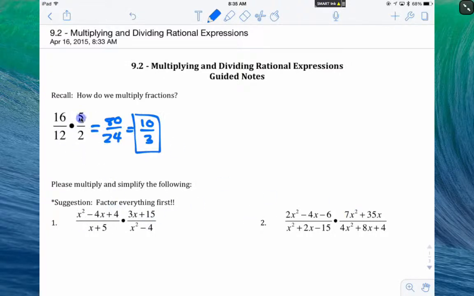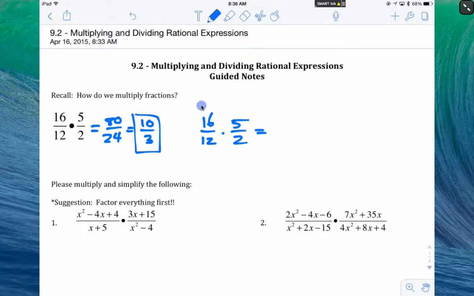And the strategy we're going to use with these rational expressions we see down here is exactly the same. I want to do this problem one more time in a slightly different way just to show you how these skills that we're going to use here are actually exactly the same as this skill here. So for instance, let's do 16 over 12 times 5 over 2 again. And what I'm going to do is fully factor 16 and 12 into their prime factorizations. And we'll see why in a moment.